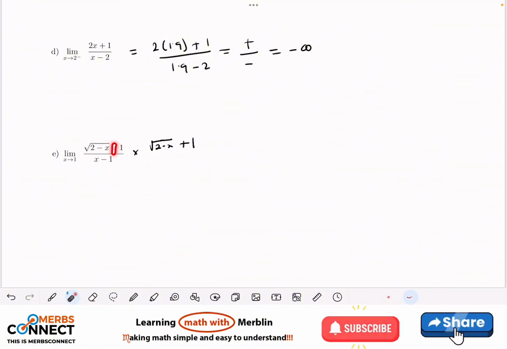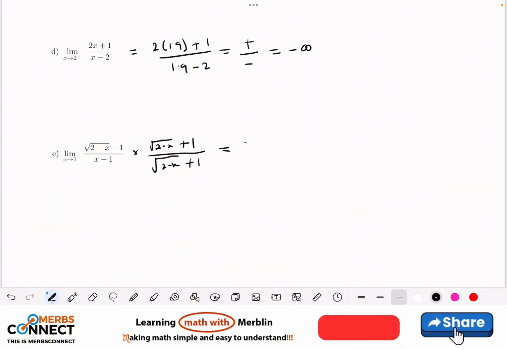So if this is plus, this one will be minus, divided by the same content, the same 2 minus x plus 1, so that this will divide this and I'm getting 1. That is the idea. So now let's simplify. Limit as x is approaching 1.